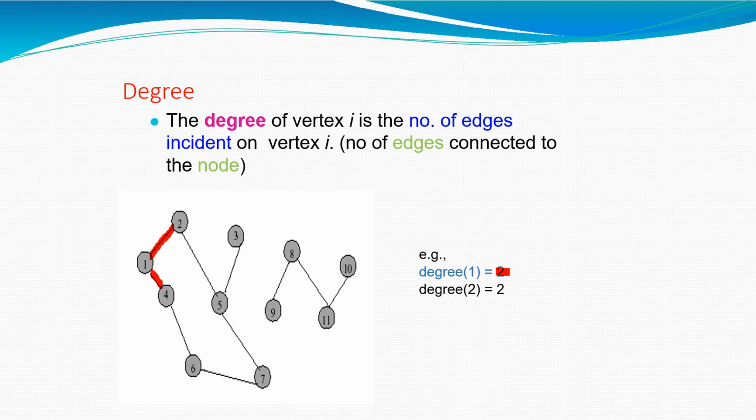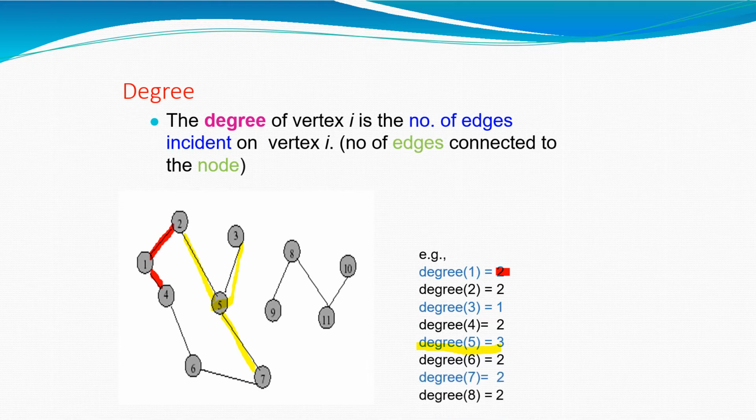Degree of 2 equals 2. Then degree of 3 is 1, degree of 4 is 2, and degree of 5 is 3, because here there are 3 edges: 1, 2, 3. So degree of 5 equals 3. Then degree of 6 equals 2. Then degree of 7 is 2. Degree of 8 is 2.